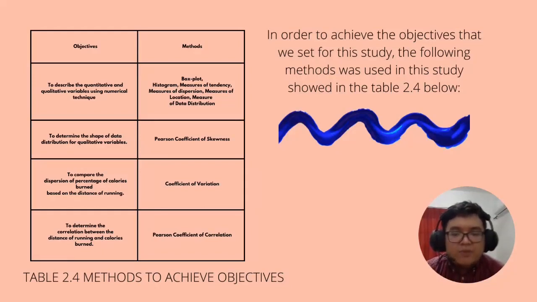Then, to compare the dispersion of percentage of calories burned based on the distance of running by using coefficient of variation. And then lastly, to determine the correlation between the distance of running and calories burned by using percent coefficient of correlation. In order to achieve the objectives that we set for this study, the following methods were used in this study, shown in Table 2.4 below.